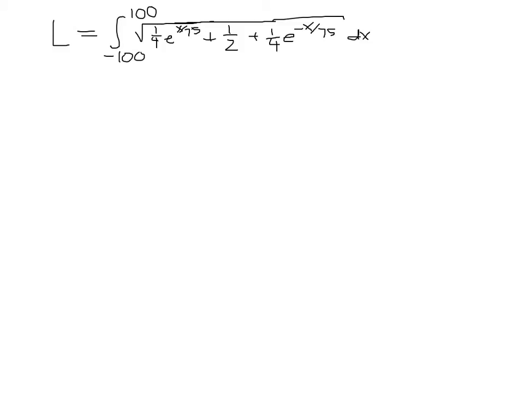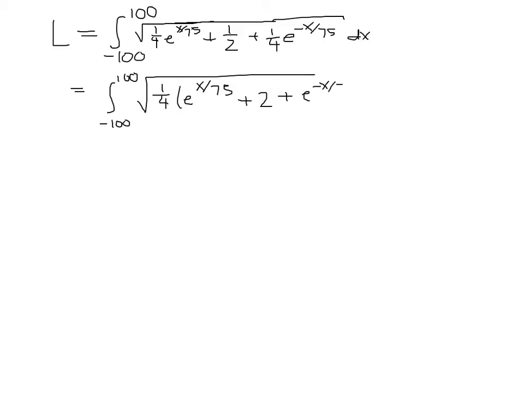Alright, now let's factor out the 1/4 from the expression inside the root sign. So we have the integral from negative 100 to 100 of the square root of 1/4 times e to the x over 75 plus 2 plus e to the negative x over 75. And once again, there's a slightly tricky factor pattern, but this will factor into the following.